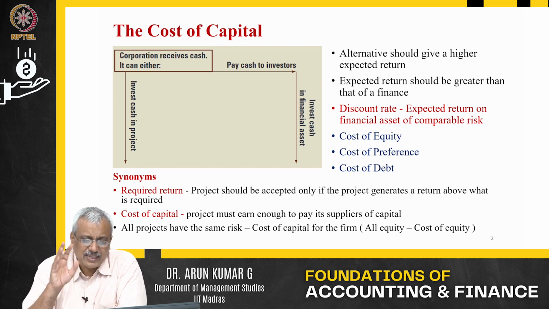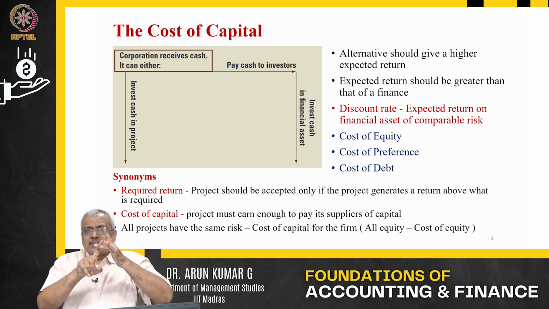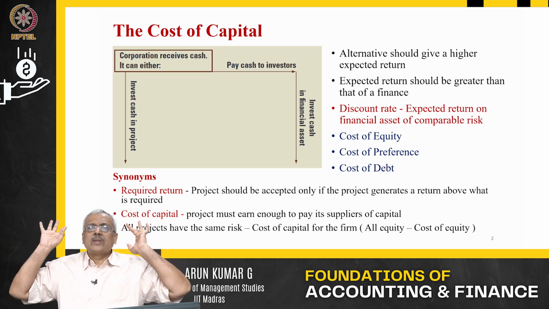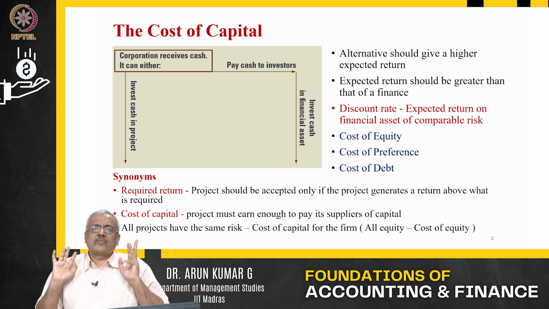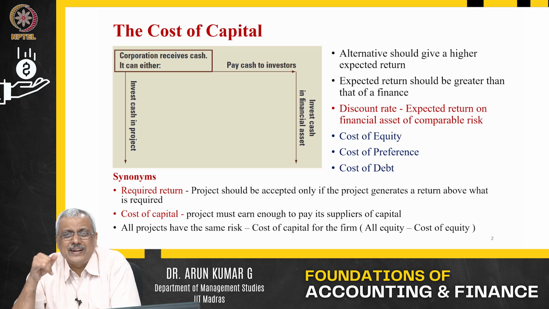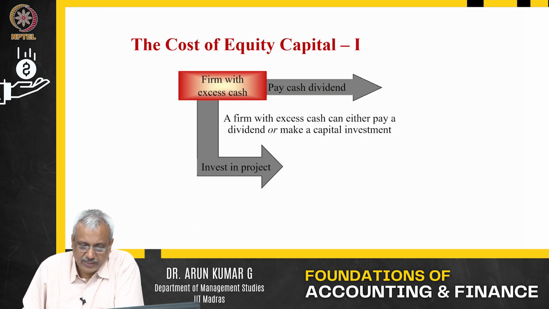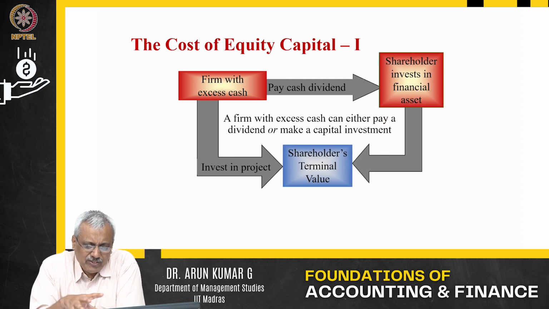So, there are three forms of capital: preference, equity and debt. Debt, interest rate is always known, so cost of debt. Preference, interest rate is known, cost of preference. Equity, expected return of investors. What is the expected return? We looked at calculating the expected return. One of the methods that we use is CAPM. So, this gives you what is called the cost of equity.